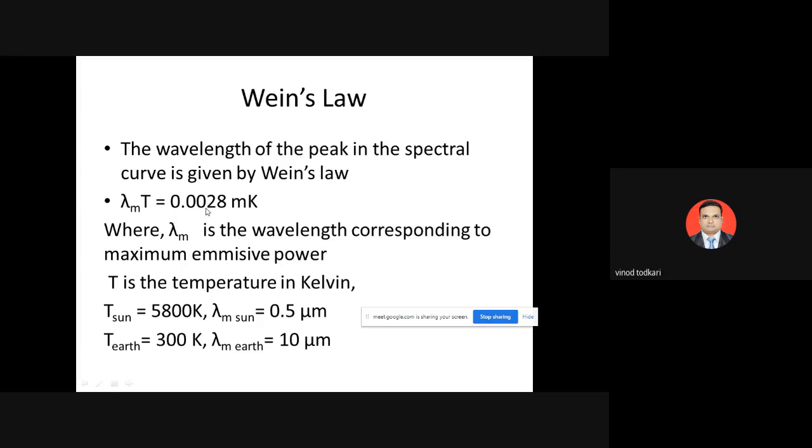Right? From Wien's law, we can predict the temperature of the sun, or we can also measure the wavelength of the radiations which are emitted by the earth. Okay, is it clear to you?